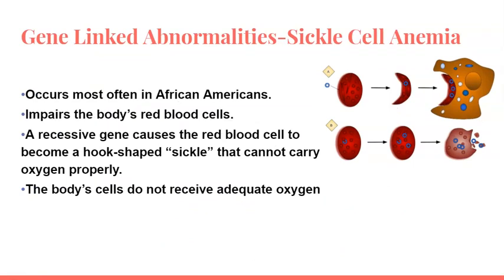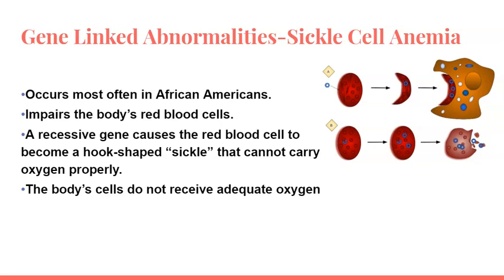The last type of gene-linked abnormality that we're going to talk about is sickle cell anemia. Sickle cell anemia is very prominent in the African American community. As I stated, what happens on the gene level, the cell level, is going to directly affect the phenotype, or how one looks or how one feels. So in the case of sickle cell anemia, instead of the red blood cells being circular, the red blood cells are hook-shaped. And another word for hook-shaped is sickle, hence the name sickle cell anemia.